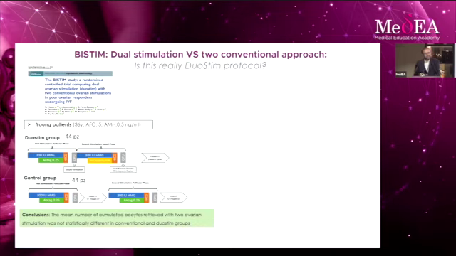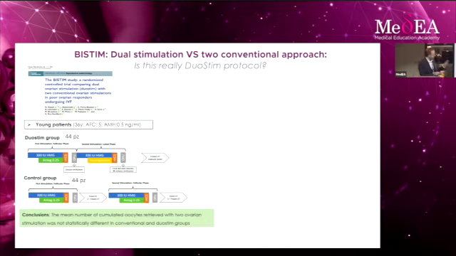Some data is coming. Different protocol, different group, different strategies. This is the paper. This is a randomized control trial coming from France. A randomized control trial does not mean a good study. The name of this protocol is B-STIM. Sometimes the authors make a confusion: duo stim, B-STIM.